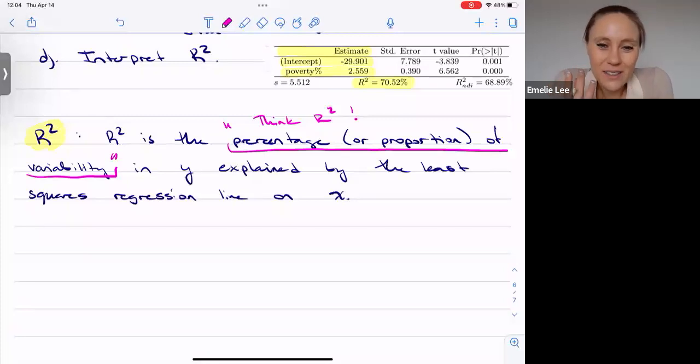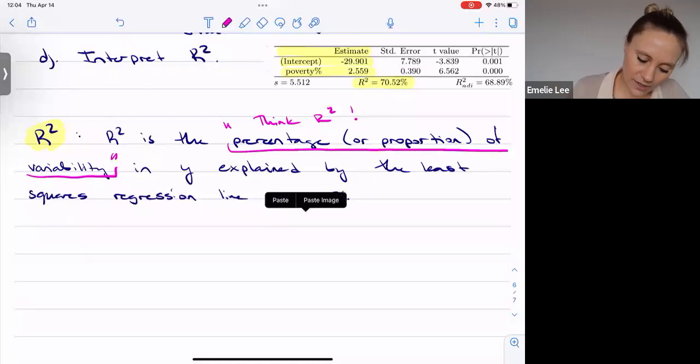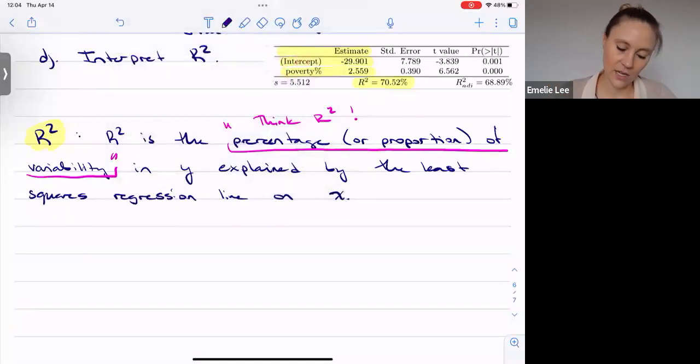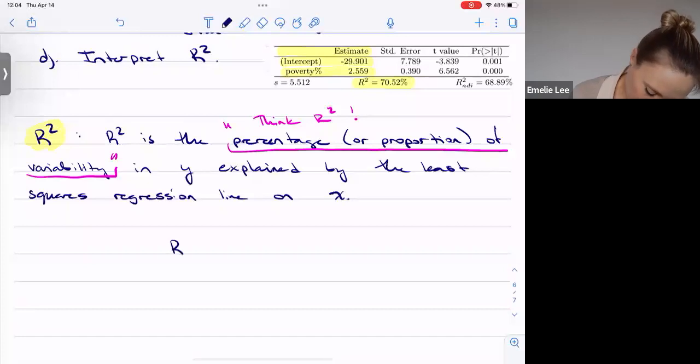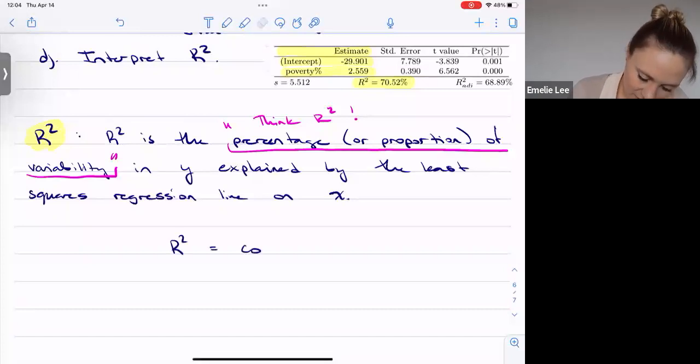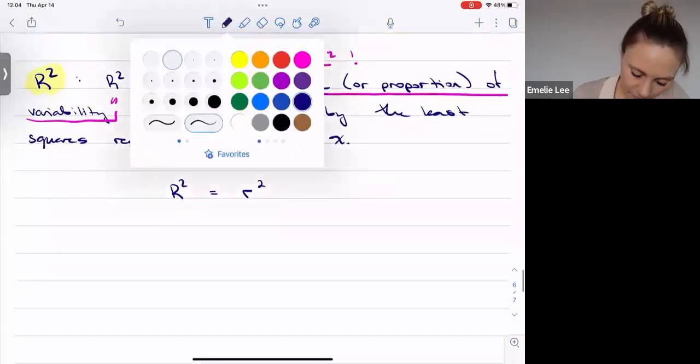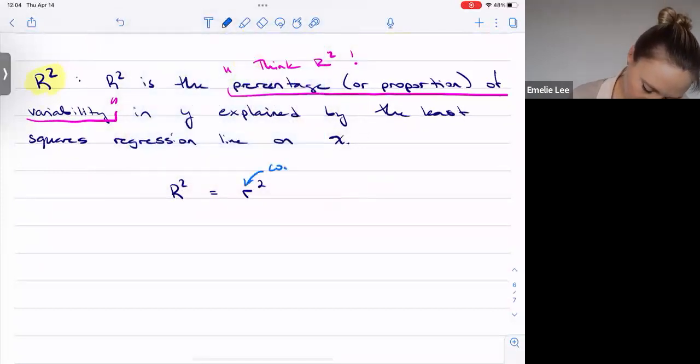Whether you're asked to calculate the R squared, which I'll show you how, or if you have it given, then it might say, what is the percentage of variability in Y explained by the least squares regression line on X? So just recognize that sentence structure and then think R squared. So in this case, how can we calculate it? It's a capital R. R squared, something weird happens, is the correlation squared.